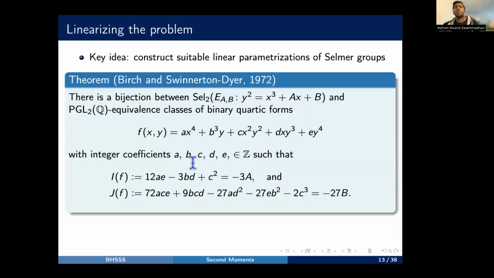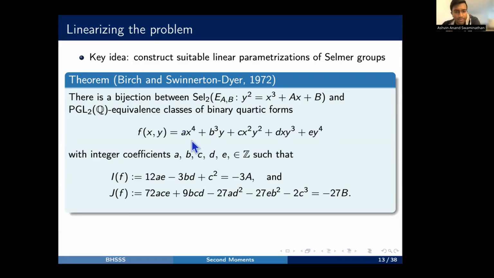And for the case of 2-Selmer groups, there is a well-known result of Birch and Swinnerton-Dyer from more than 50 years ago now, which states that the 2-Selmer group of an elliptic curve y squared equals x cubed plus ax plus b is naturally parameterized by orbits of integral binary quartic forms.